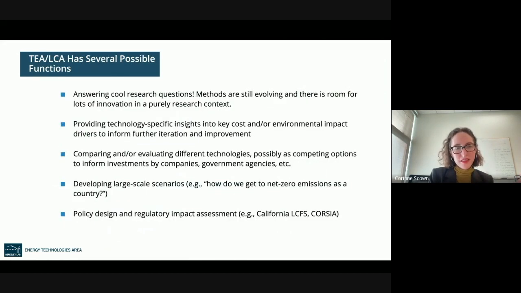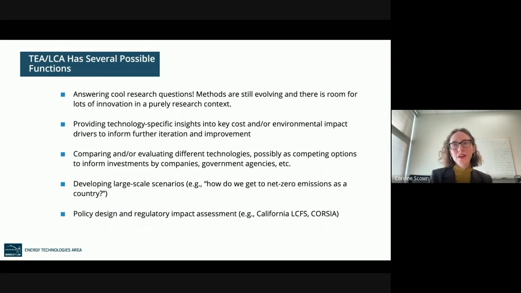So I should stop here and say that although I'm talking about TEA and LCA as one single approach, in terms of the methods it is a class of modeling techniques that you can leverage, but you can use it for different stuff, right? So the first point that I like to make is it's a research field, and sometimes we're just answering cool research questions because they're interesting.